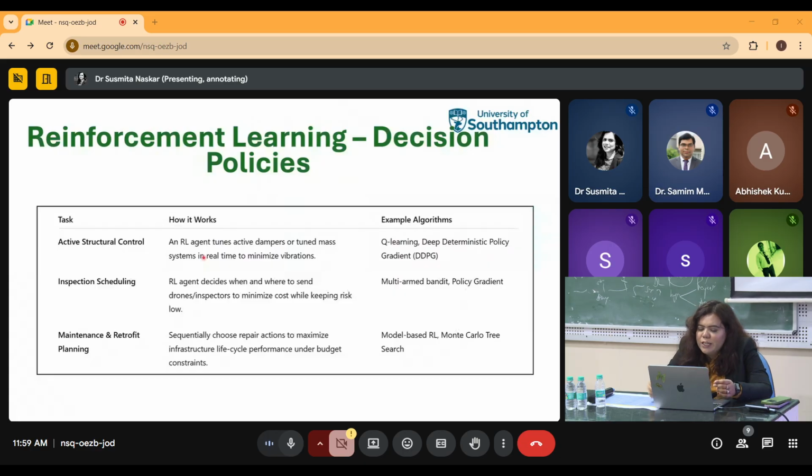And maintenance and retrofit planning, when it could possibly happen. Sequentially choose the repair action to maximize the infrastructure life cycle performance, with budget constraints. Definitely budget is also something you need to consider. Those are the things you learn from this. The methods we generally use are Monte Carlo research or the model-based one. So the main three, if you look into these three main differences here, the supervised, unsupervised, and the reinforcement learning.